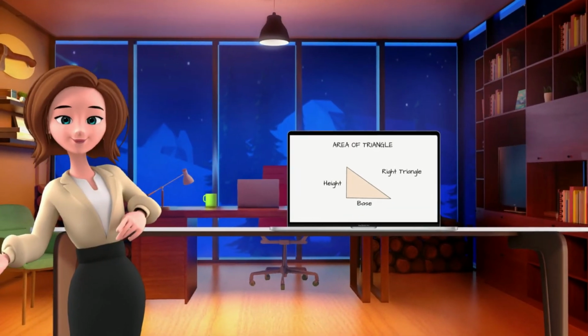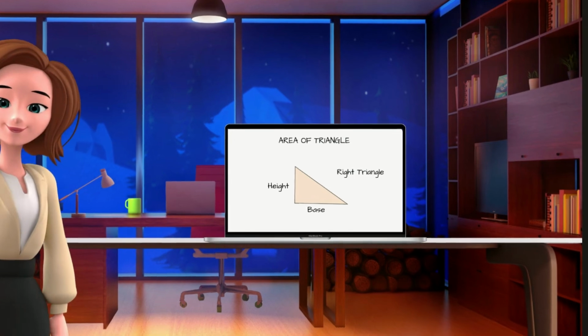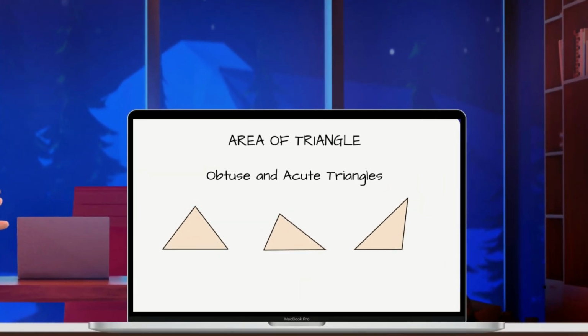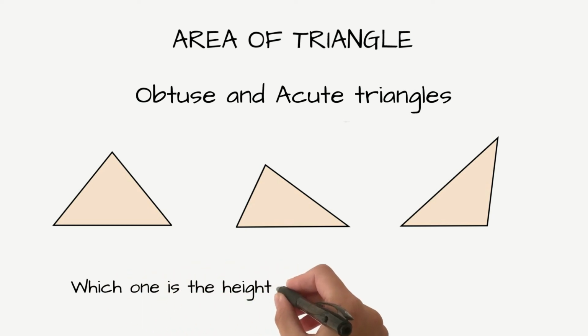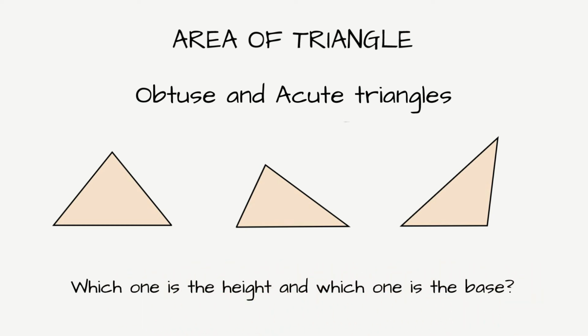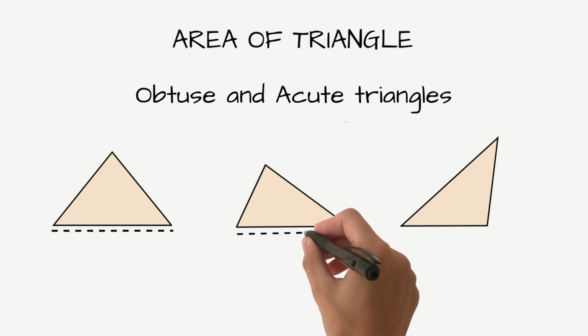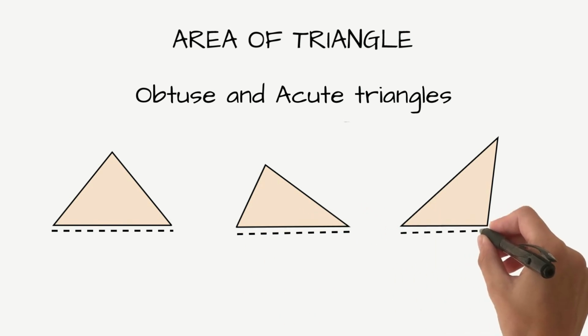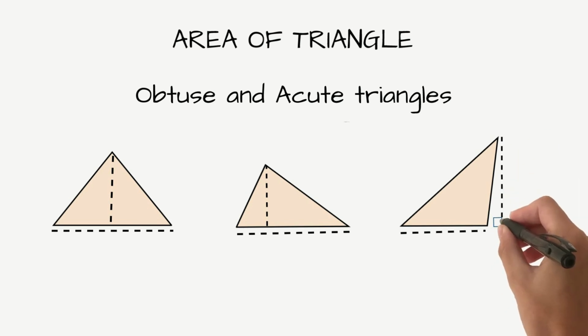Lastly, it is easy to determine which side is the base and which side is the height in a right triangle. But what about obtuse and acute triangles? How do we know which is the height and which is the base? Let's have a look. The base of any triangle is the line segment at the bottom of the triangle, and the height is the distance from the highest point of the triangle to the lowest point, forming a 90-degree angle with its base.